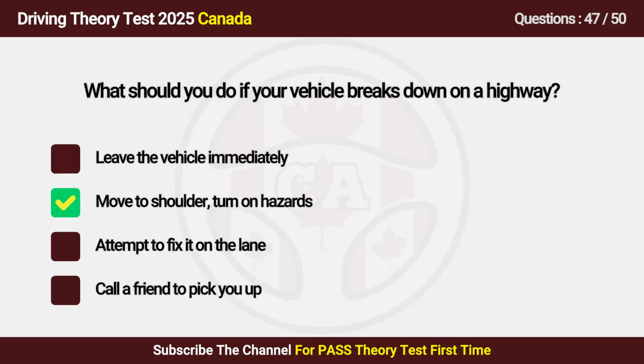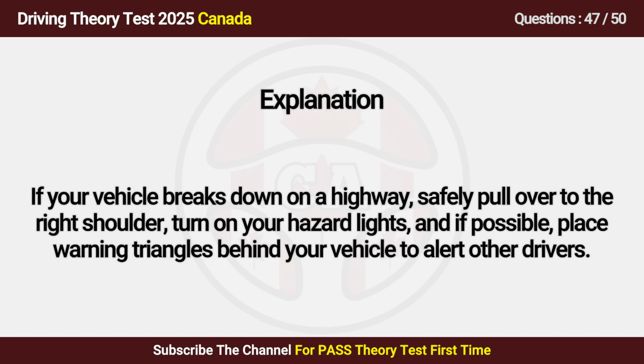Answer is B. Move to shoulder, turn on hazards. If your vehicle breaks down on a highway, safely pull over to the right shoulder, turn on your hazard lights, and if possible, place warning triangles behind your vehicle to alert other drivers.